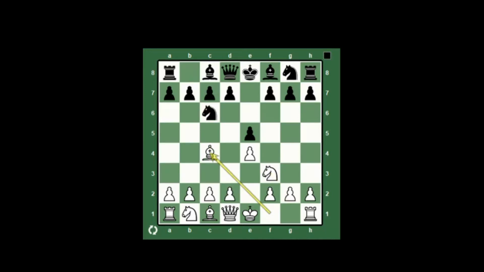White continues developing, develops the bishop, and prepares to castle to the king's side. Black also develops the bishop. Not quite ready to castle because the knight is still on g8. This opening is considered the Giuoco Piano, or I think this is the Italian game. White castles. Black develops his knight to f6 and is now prepared to castle to the king's side.